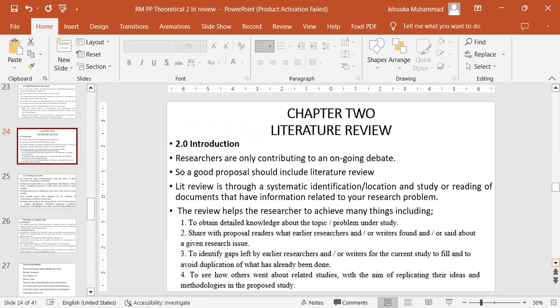So we can differentiate somebody who has read widely and somebody who has not read widely. When you hear people say this person is widely read, that means that person has read several literature sources, therefore has various views from various scholars. So literature review makes you the scholar. It makes you the scholar.